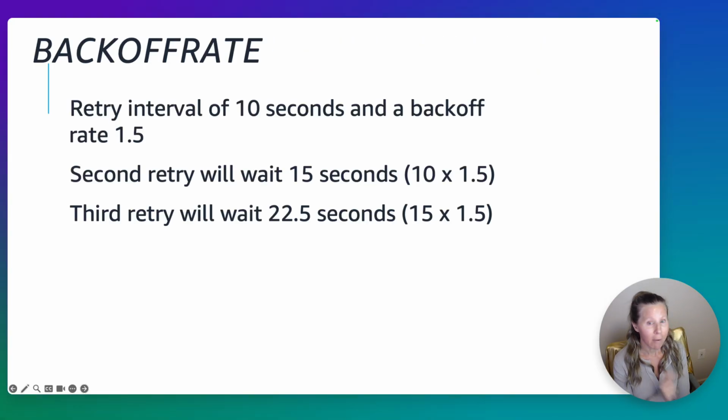Let's look at an example of how this would work with AWS Step Functions. You could specify a back-off rate value that will multiply the delay between retries by that value. Let's say that I specify a retry interval of 10 seconds and a back-off rate of 1.5. Step Functions will wait 10 seconds. Then for the second retry, Step Functions will wait 15 seconds, which is 10 seconds times 1.5. For the third retry, Step Functions will wait 22.5 seconds, which is 15 seconds times 1.5, and then it continues.